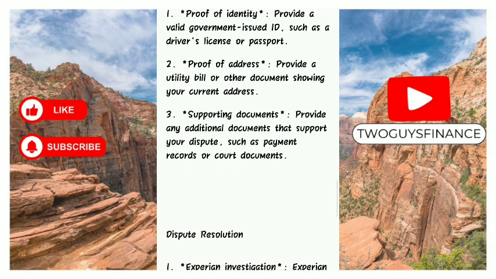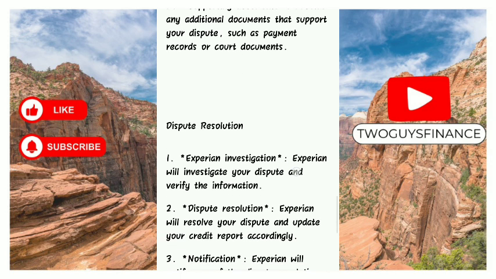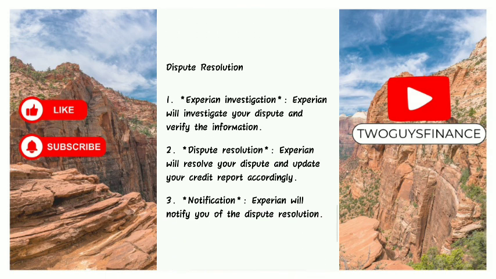Now for dispute resolution, once you've made your dispute, Experian will investigate your dispute and verify the information that you have provided, and they're going to help you to resolve that dispute and update your credit reports accordingly. They're also going to notify you once everything has been resolved.